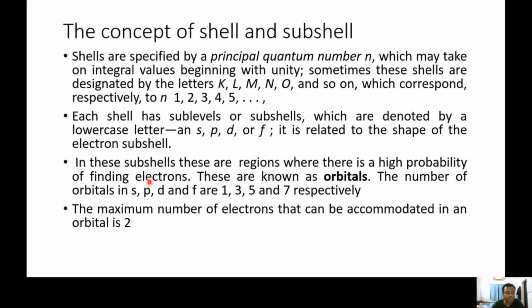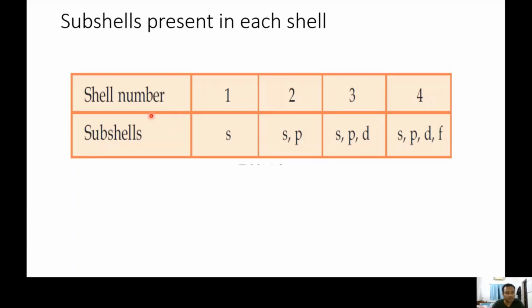The number of orbitals in s, p, d, and f are 1, 3, 5 and 7 respectively. So the s subshell has 1 orbital, the p subshell 3 orbitals, the d subshell 5 orbitals and the f subshell 7 orbitals. The maximum number of electrons that can be accommodated in an orbital is 2. So in an orbital, a maximum of only 2 electrons can be accommodated.